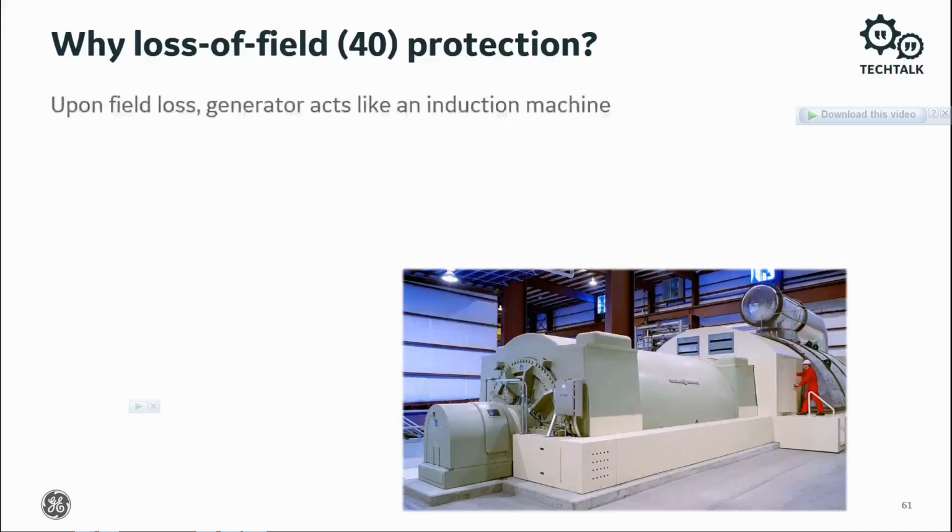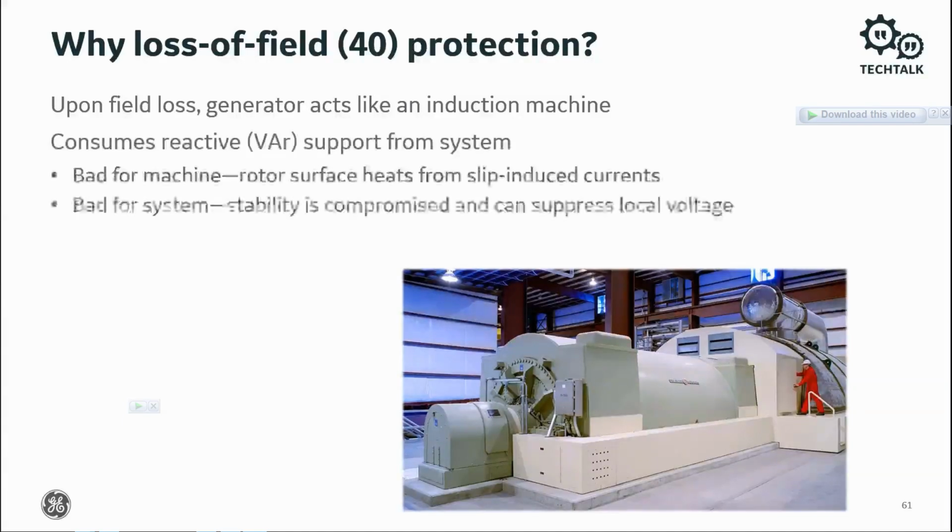Upon the loss of excitation, the synchronous machine acts as an induction machine, which can cause the machine to draw reactive power, VARs, from the system and overspeed, above synchronous speed. It is bad for the machine because the rotor surface heats from the slip-induced currents, and it is bad for the power system because stability is compromised and can suppress local voltage.